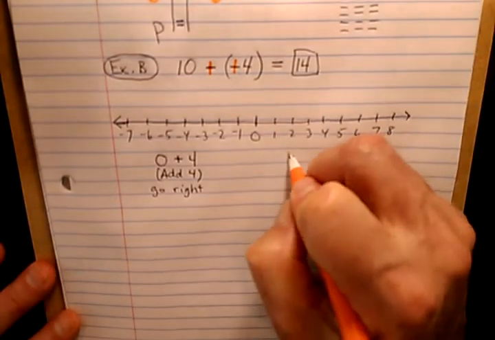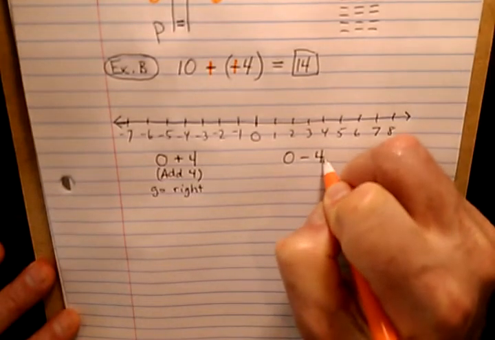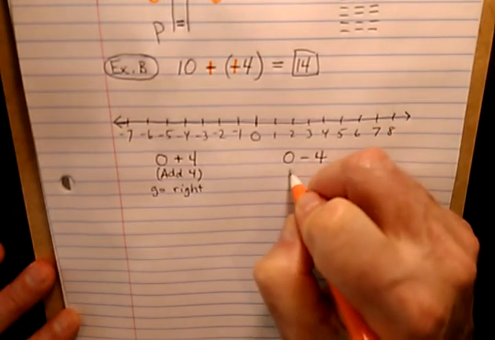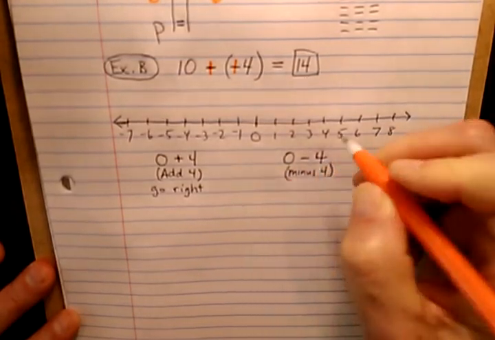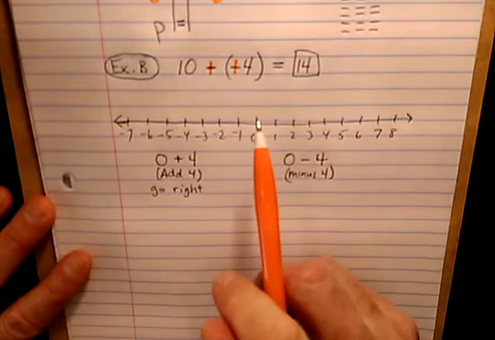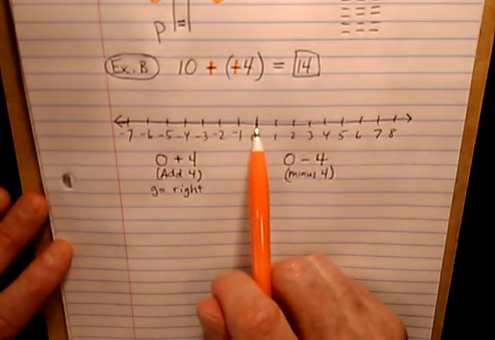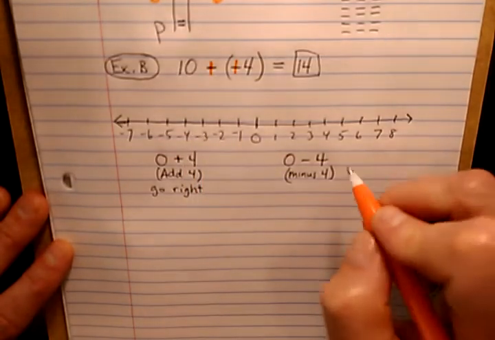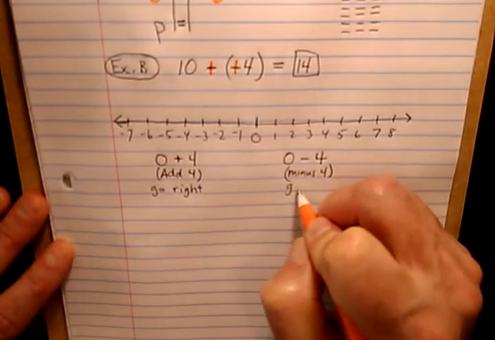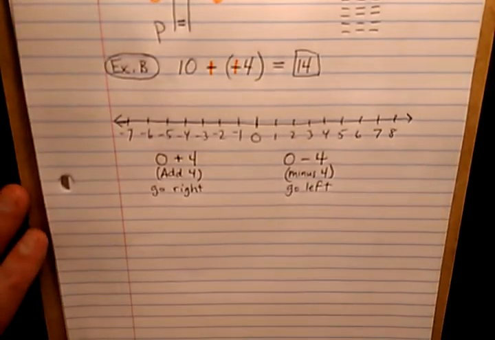Okay, what if you started with 0 and you take away 4? Minus 4. So let's write minus 4. So this one we're starting at 0, pencil is on 0, and we're taking away 4, minus 4. Which way do we go on the number line? We go to the left. 1, 2, 3, 4 to the left, and it becomes negative 4. So we go left. Okay, those are pretty easy to understand.